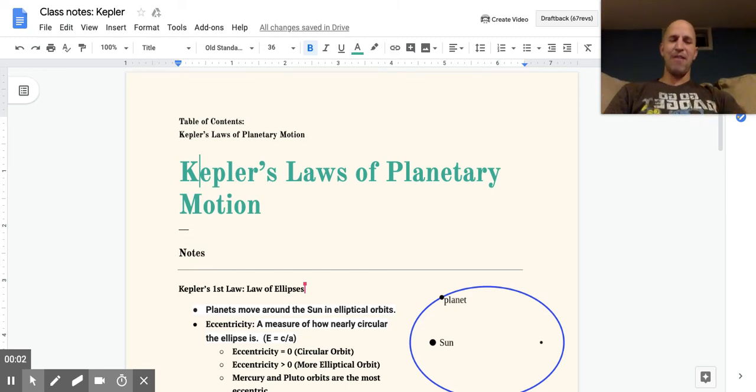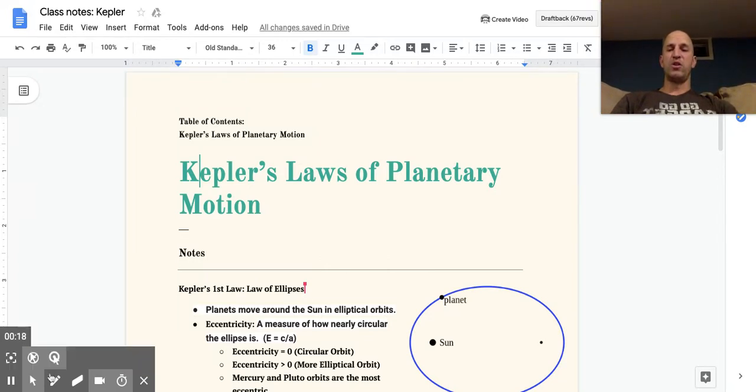Good morning, everybody. These are our notes today on Kepler's laws of planetary motion. These notes will be pretty quick. Then after these notes today, we'll be doing a little review sheet, or getting you started on a review sheet for your test on Friday.